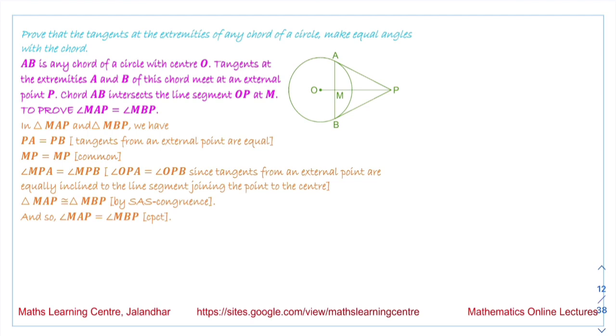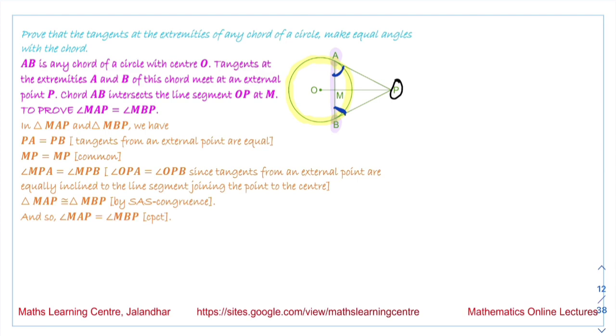Now the next question is: prove that the tangents at the extremities of any chord of a circle make equal angles with the chord. Suppose this circle is given to us and a chord is given. This AB is the chord. A and B are the extremities of this chord, and the tangents are drawn at these two extremities. Now we have to prove that this angle at A, that is MAP, and this angle at B, that is MBP, are equal to each other. P is the external point where both these tangents intersect each other.